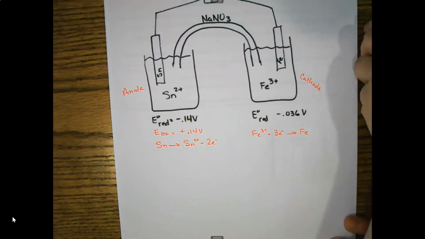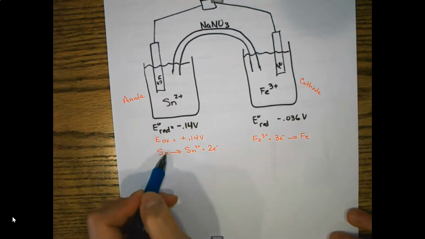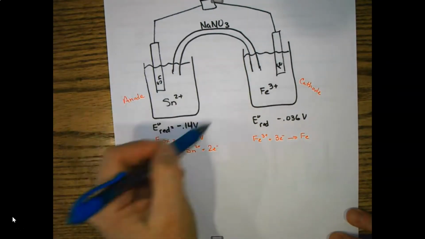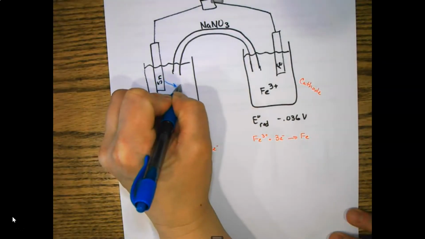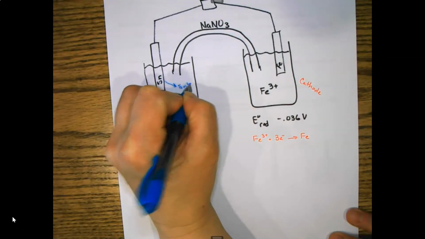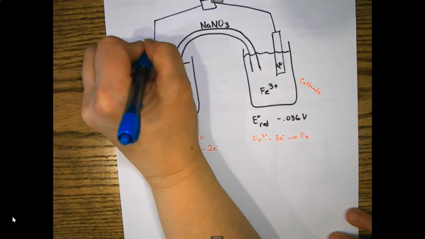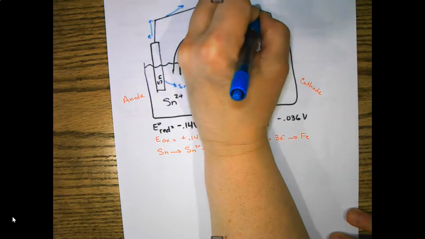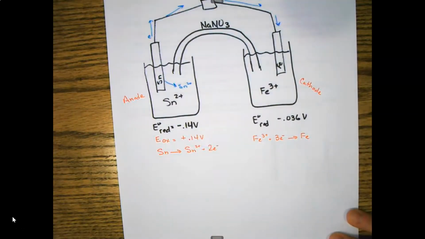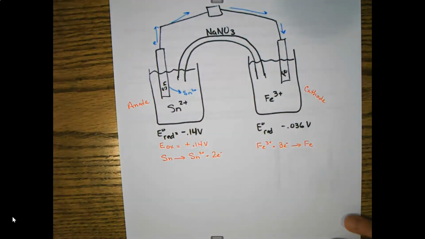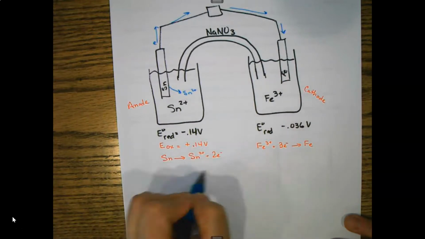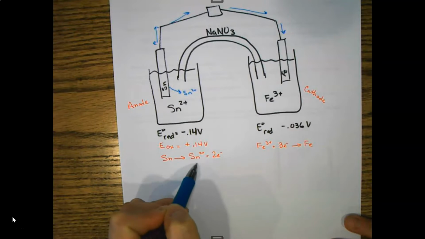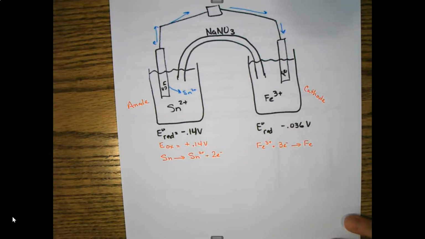So let's take a look at what's happening. Tin is losing electrons to become tin 2+. So here, what's happening? Tin ions are being added to the solution, and then the electrons are going to travel up through the wire, do whatever they do there, and finish moving down to the electrode there. So what's our half reaction? Tin loses electrons to become tin 2+. That's what's happening at the anode.